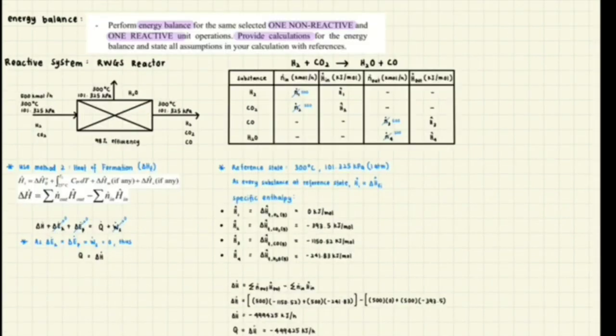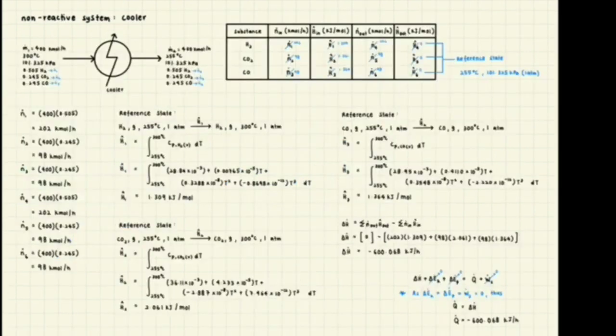The next diagram shows the energy balance for the reactive unit operation. We use method 2, heat of formation, and a reference state of 300 degrees Celsius and 101.325 kPa, or 1 atm, as the reference state to find specific enthalpy. An inlet-outlet enthalpy table and the delta H formula were used to find heat Q. While for a non-reactive unit operation, we simply calculate each component flow rate and specific enthalpy, as well as the inlet-outlet enthalpy table, to find heat, where Q equals delta H.